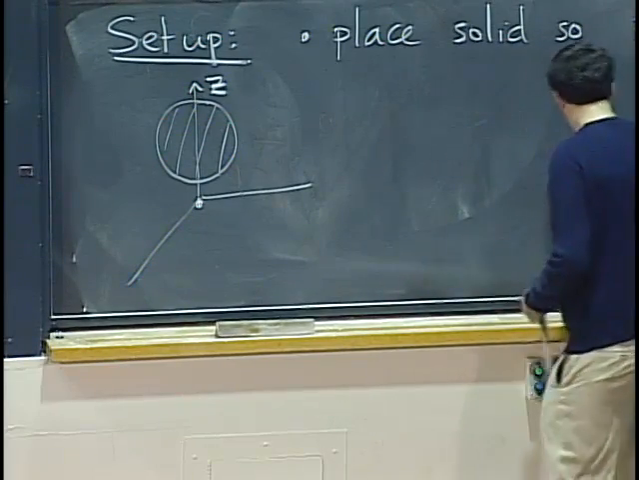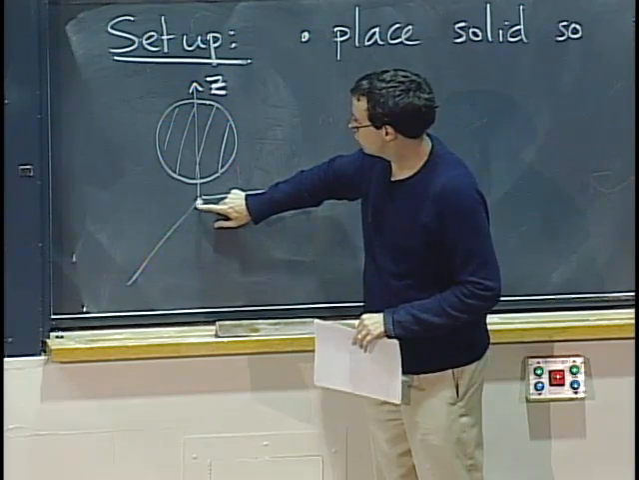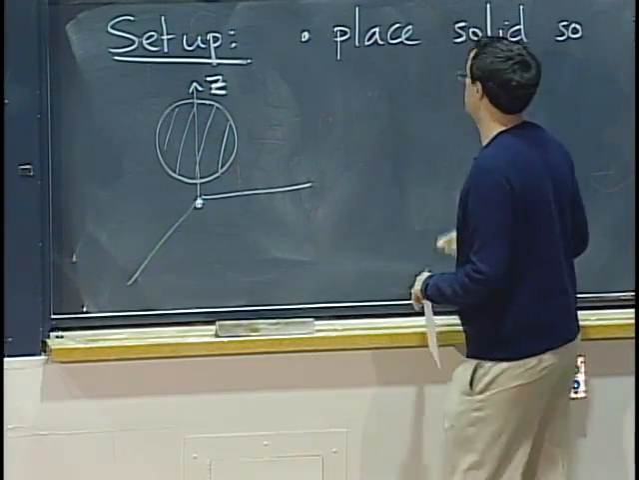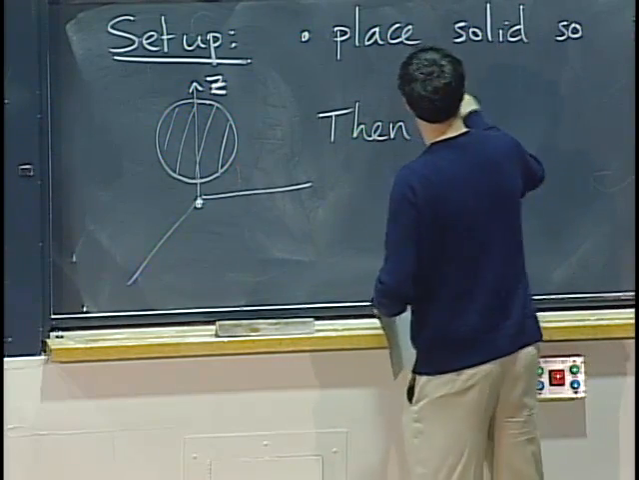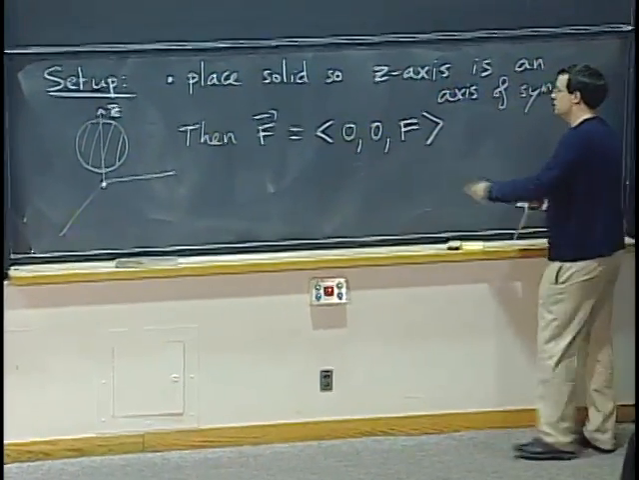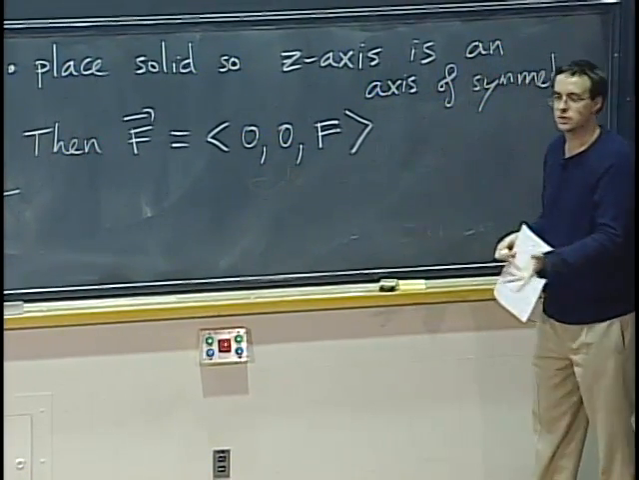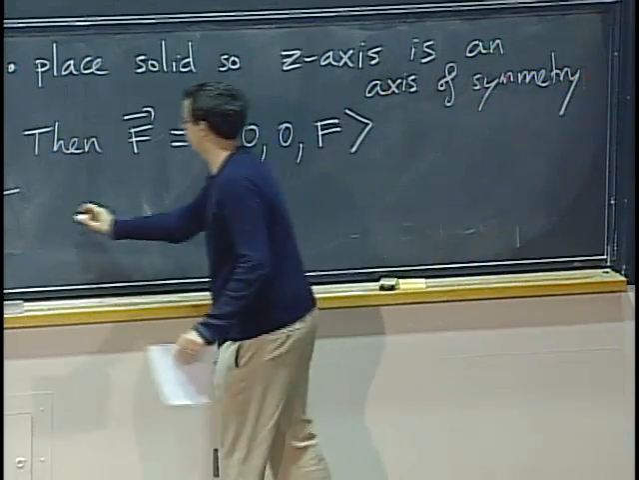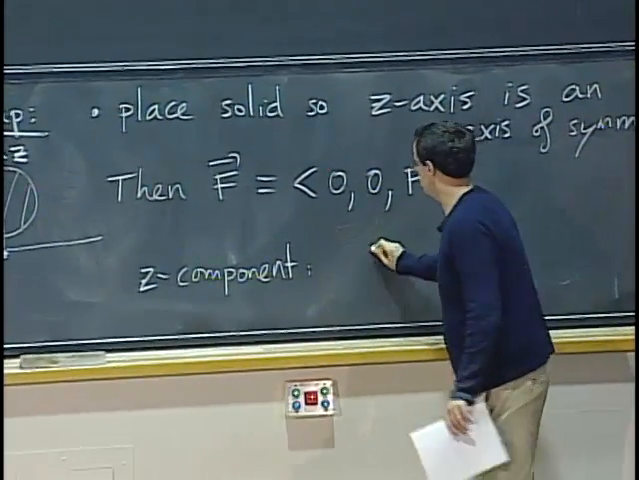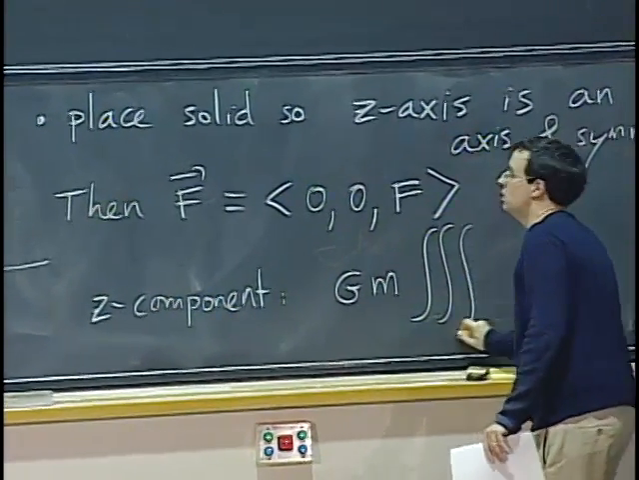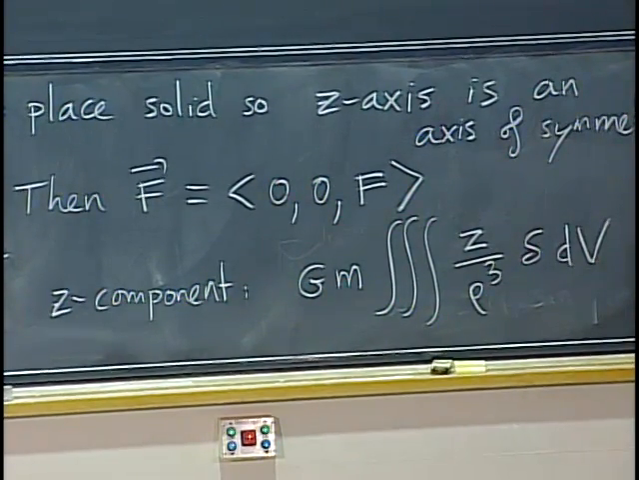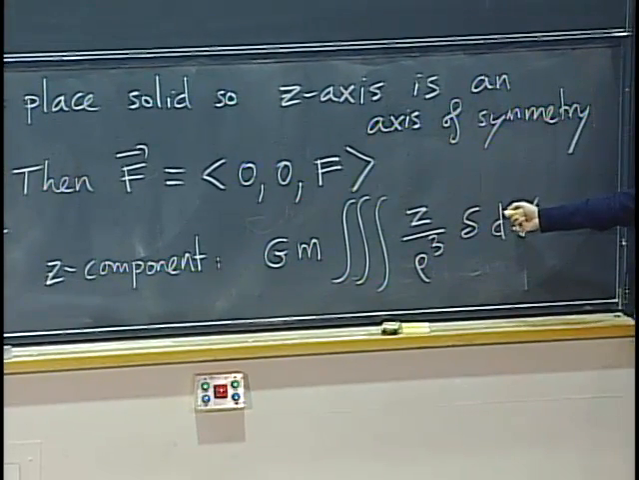And what do you gain by that? Well, by symmetry, the gravitational force will be directed along the z-axis. So you'll just have to figure out the z component. So then the force will be, in advance, given by 0, 0, and some z component. And then you just need to compute that component. And that component will be just G times m times the triple integral of z over rho cubed delta dV. OK, so that's the first simplification we can try to do.